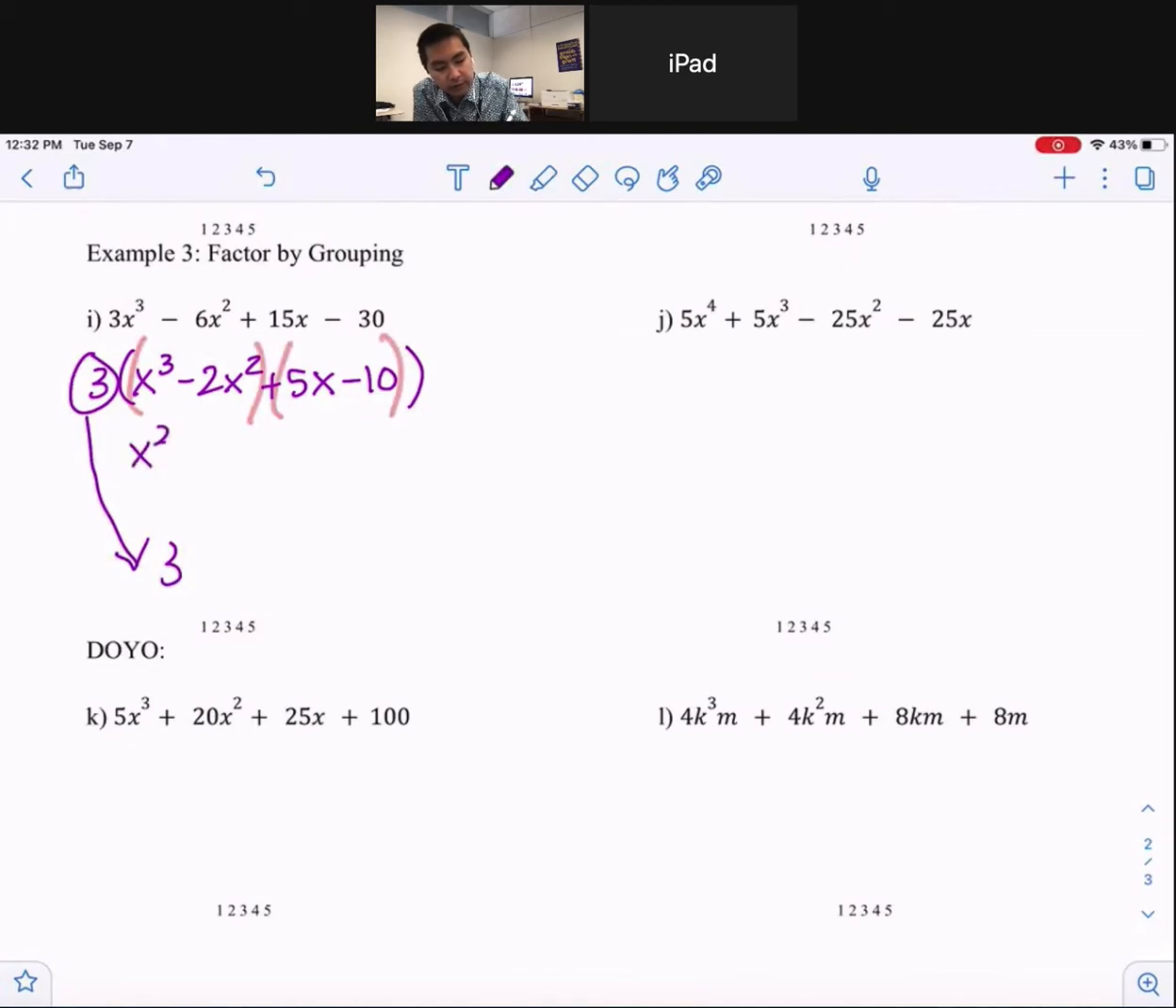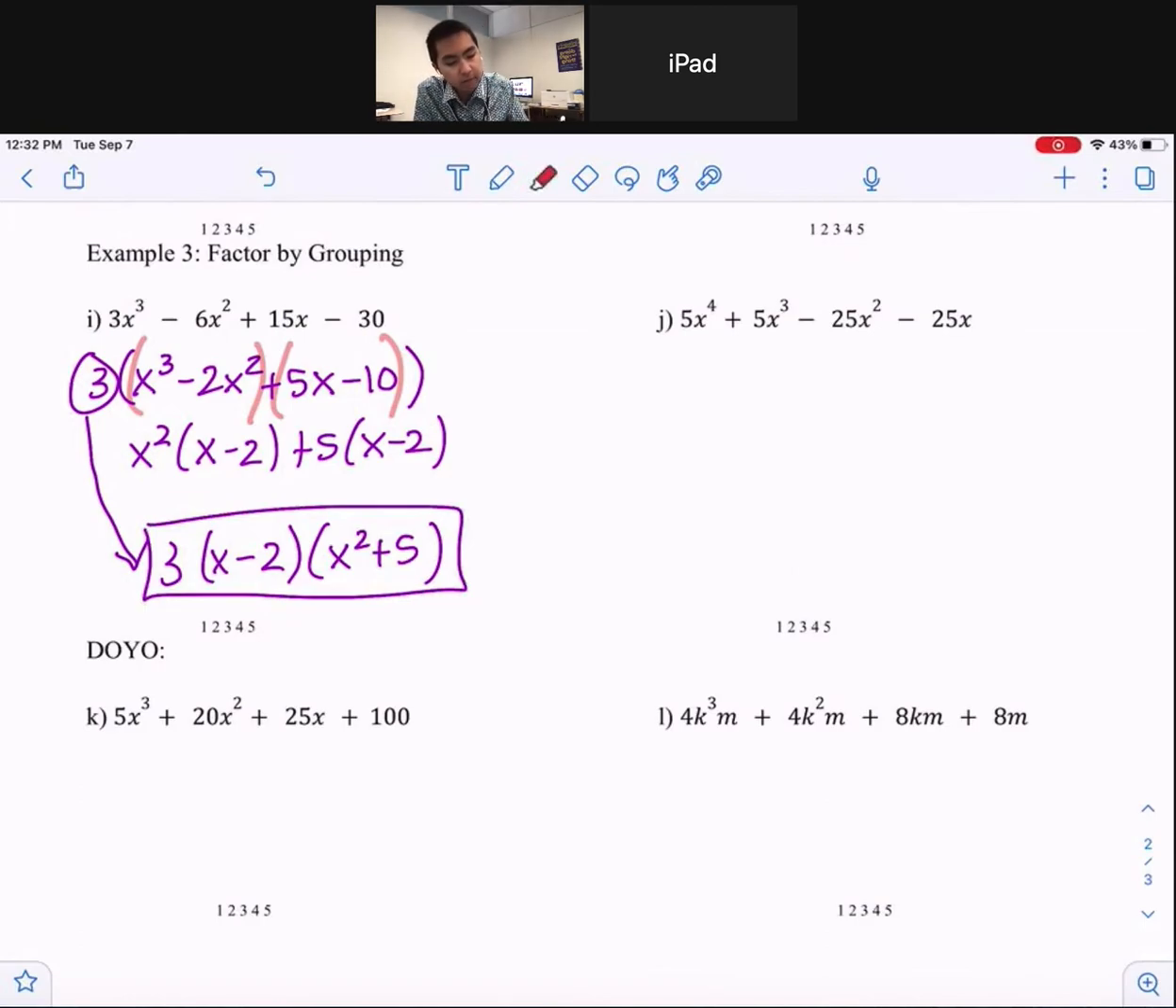You can factor out x to the second for both to make it x minus 2, and factor out a 5. And then they both have x minus 2, so we factor out x minus 2 from both, and leftovers x squared plus 5.